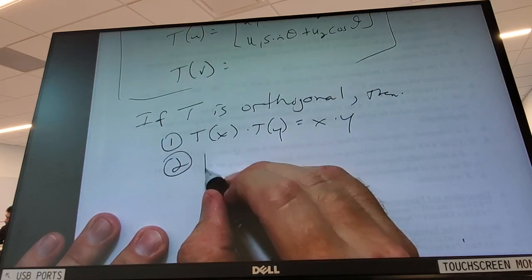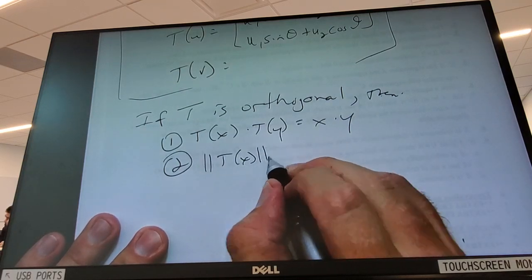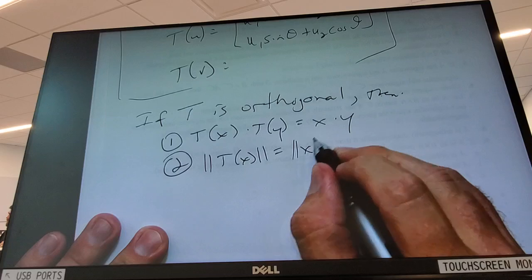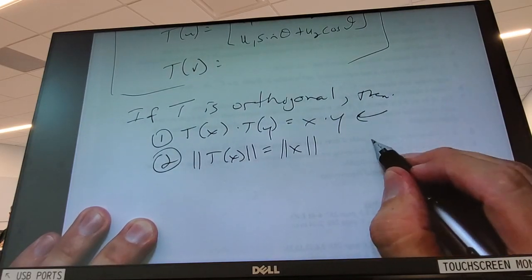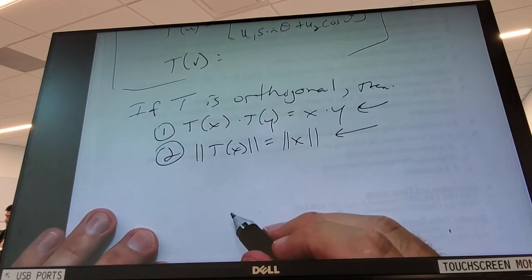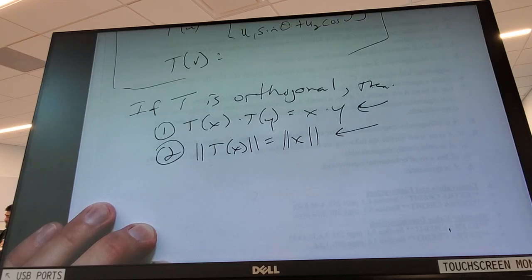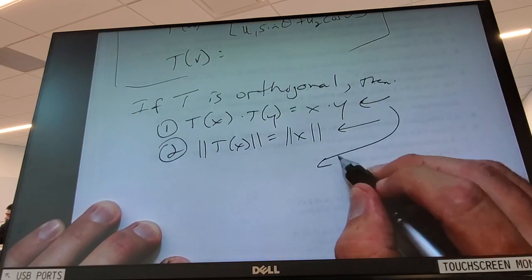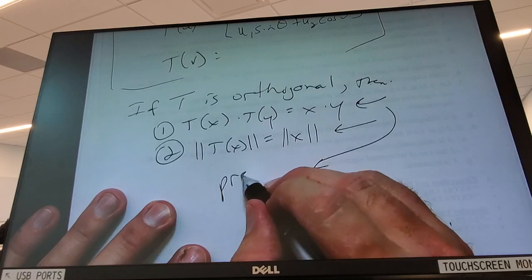The length. This should also kind of make sense. It preserves the dot product. It preserves the length, and we already know that one. The preservation of the dot product leads to the preservation of angles.